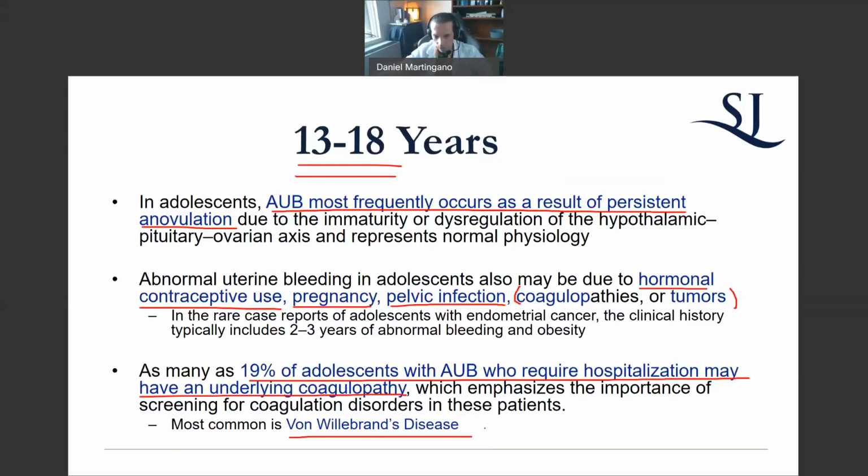This is also associated with factor 8. So actually the treatment in von Willebrand's disease, in addition to other things, is also desmopressin because it will force the release of factor 8 and von Willebrand factor. But you could discuss this more with a hematologist, but just as an FYI.